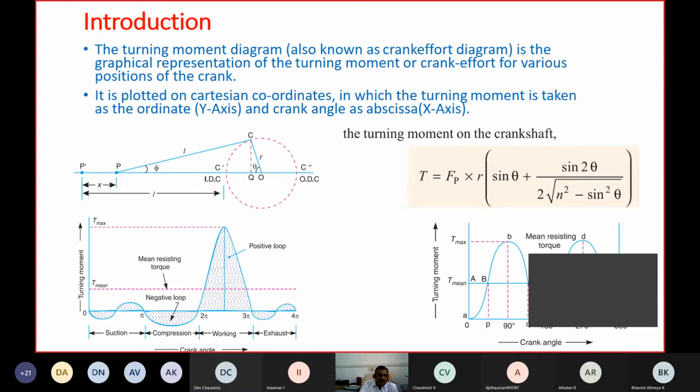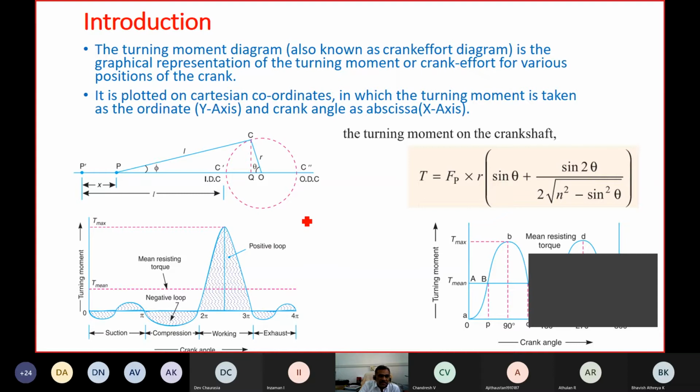In the power transmission, the power is produced from the engine. The output from the engine will be rotary motion, that will be torque. We have discussed torque in the previous class. We have seen one equation.